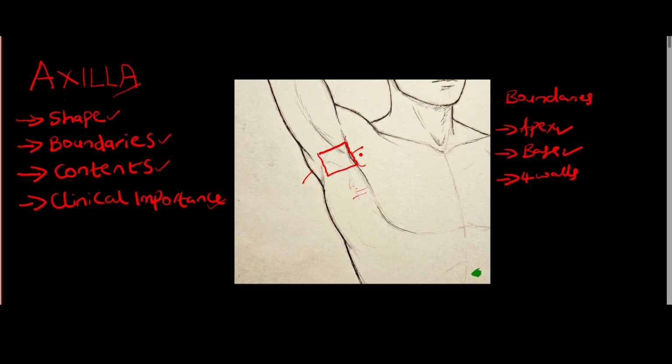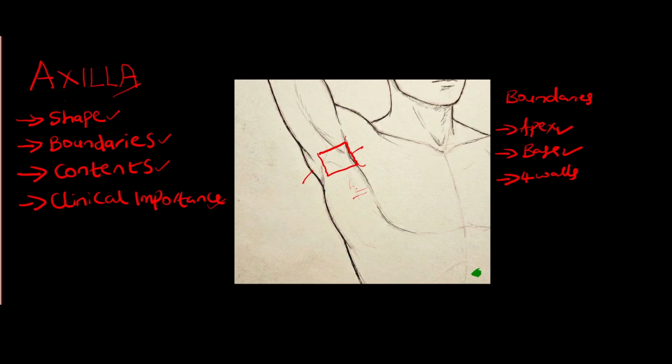Now the anterior axillary fold is formed by the lower border of the pectoralis major muscle, while the posterior axillary fold is formed by latissimus dorsi and teres major muscle. So the base lies between these two muscular pillars.